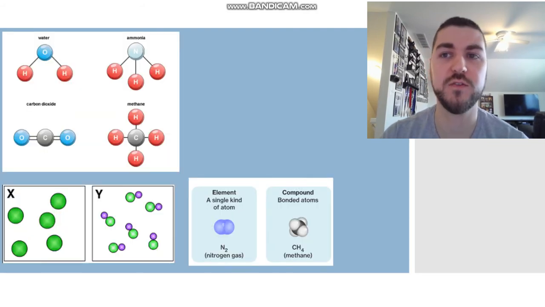The other part of the flow chart talked a little bit about compounds and elements. Now, compounds are going to be made up of more than one type of atom. So you have to have at least two different types of atoms in play, and they'll be bonded together.